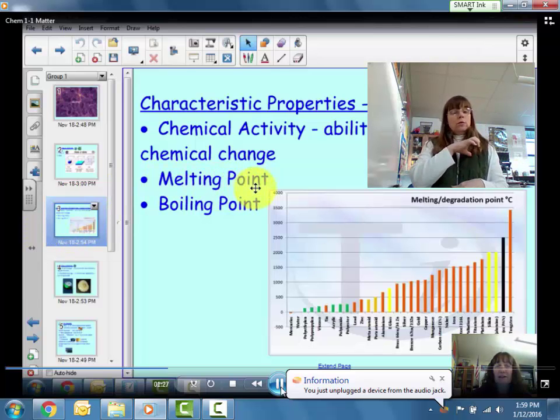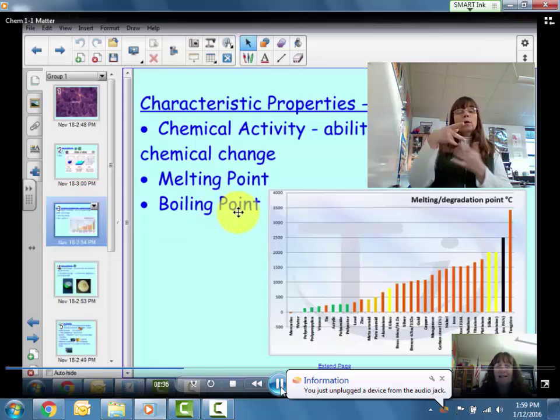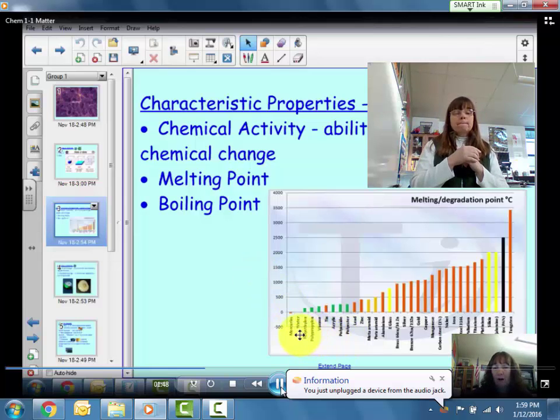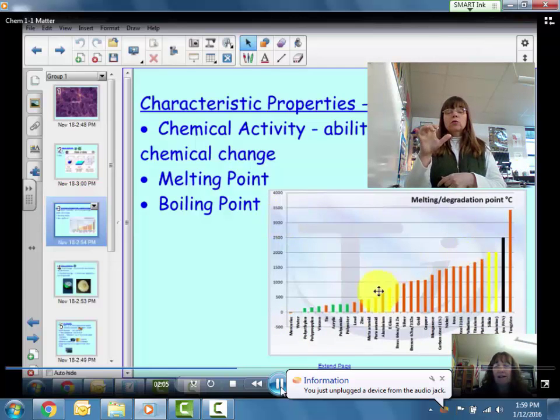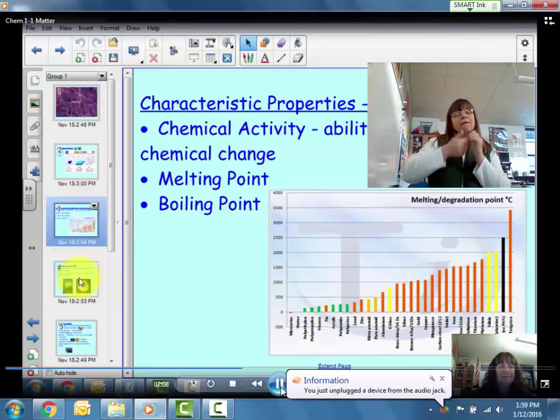Another characteristic property is the melting point, and that's the temperature at which it starts turning into a liquid. The boiling point is also a characteristic property, and that's the temperature at which it starts turning into a gas. These are specific for certain elements found on the periodic table, and also things like water. We compare everything to water. That's why when you look at this graph, there's nothing there at water, because when we're talking about Celsius, water melts at 0 degrees Celsius. But when you get up here to tungsten, that's almost 3,500 degrees. So they all have different temperatures at which they melt and boil.